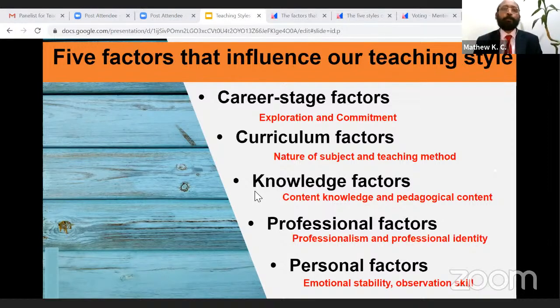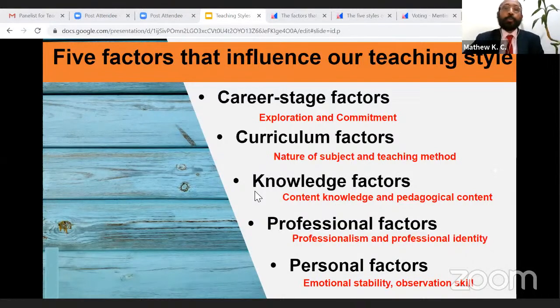And observation skill. Why do we need observation skill? We need it because we need to guide and direct our students. We are the ones who are motivating them, and also directing and guiding them. For all these cases, we need observation skill. So in all these aspects, we come to know very well that all these factors are in one way or other influencing our teaching style.